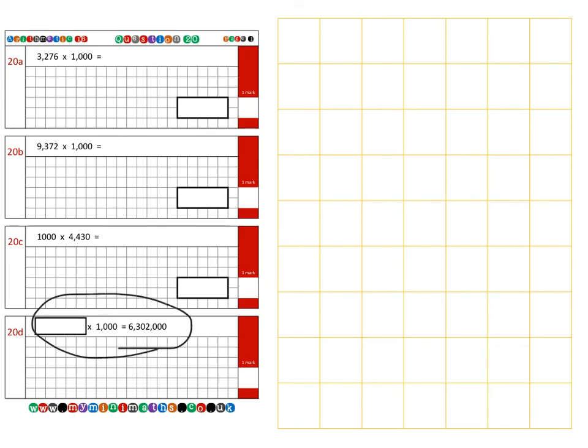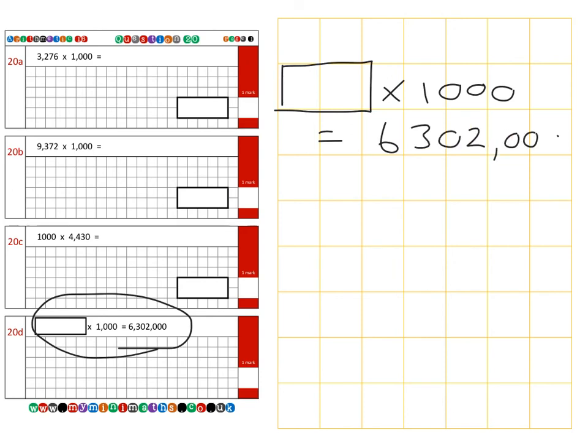And on to today's final question for the tutorial, which is question 20d. Now this is slightly different because we're starting with a missing number. So it's something times 1,000 equals 6,302,000. So this means that we've got a number and we've multiplied it by 1,000 to get this large number here. So here we must have times by 10, times by 10, times by 10.